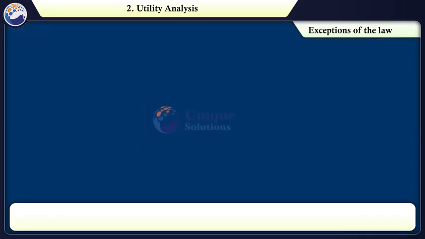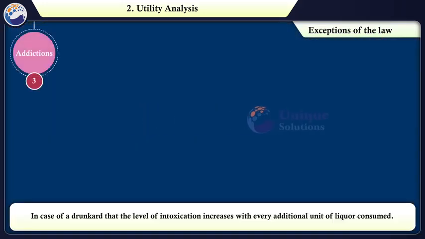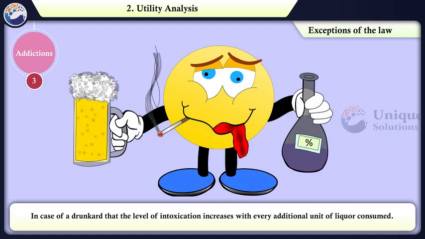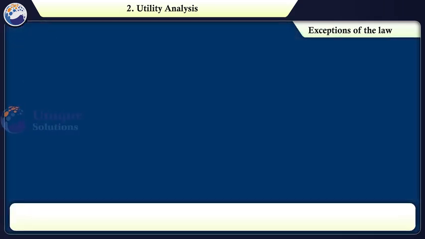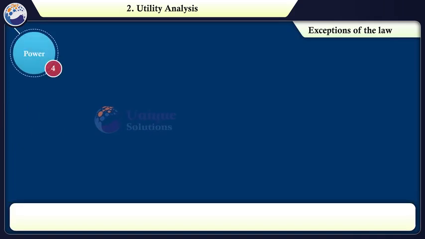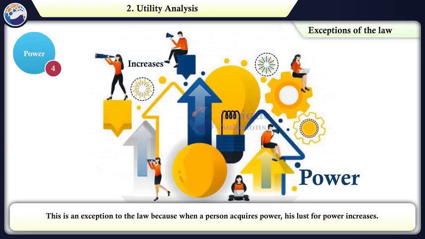Third, addictions. In case of a drunkard, the level of intoxication increases with every additional unit of liquor consumed. Fourth, power. This is an exception to the law because when a person acquires power, his lust for power increases.